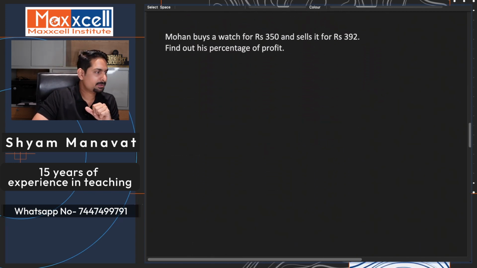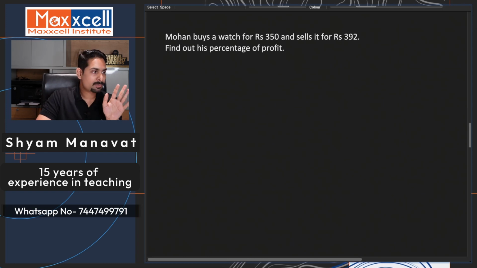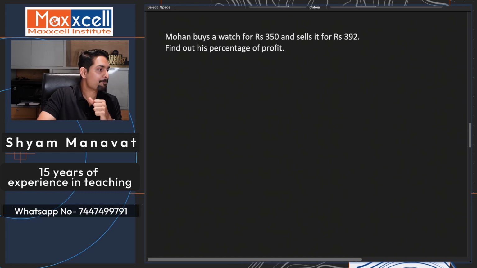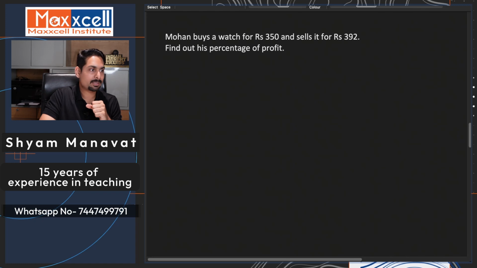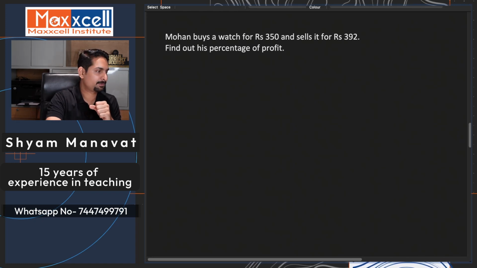Let's go to the next question. If you want to try the question by yourself, you can pause this video, try by yourself and then play again and see whether your answer is matching or not. Okay. So Mohan buys a watch at 350, selling at 392. Find out his profit percentage.